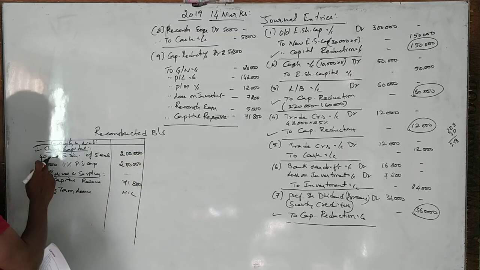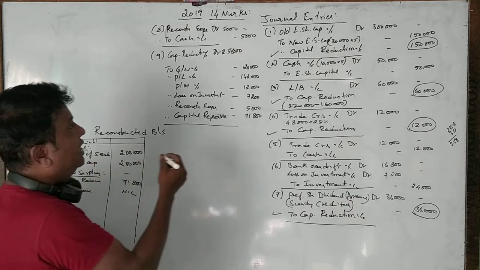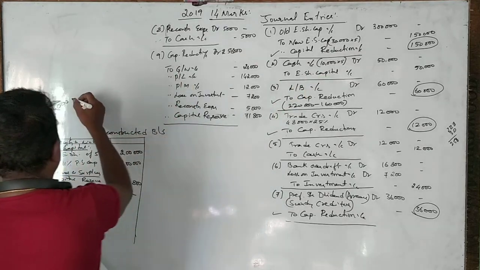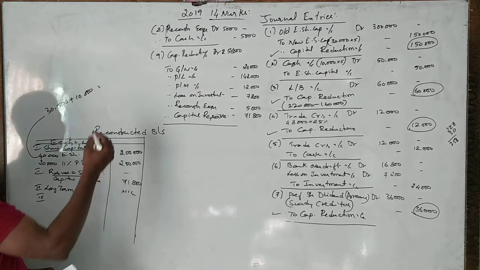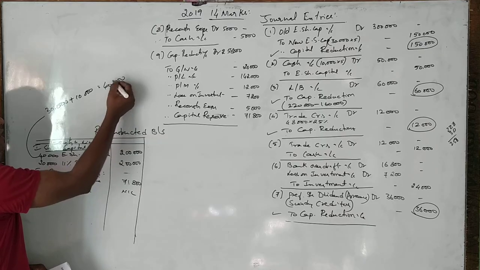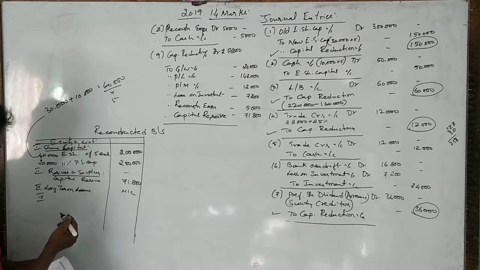Okay, guys, why am I taking this 40,000? The old shares are 30,000, and the new shares which we have issued to the public for working capital purposes are 10,000. Totally how many shares are there? 40,000 shares into 5 rupees, we have written. Okay.